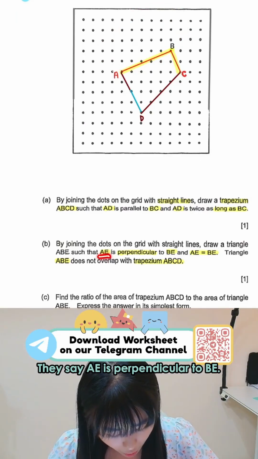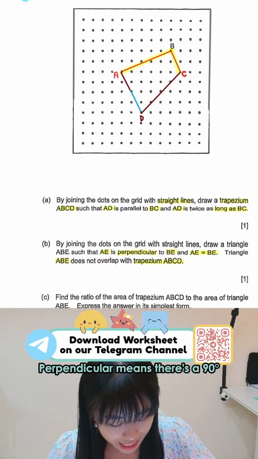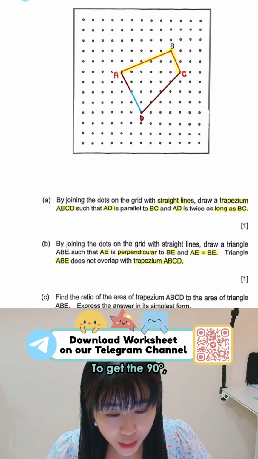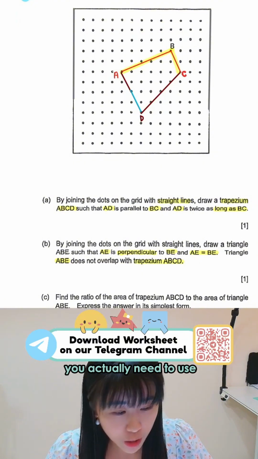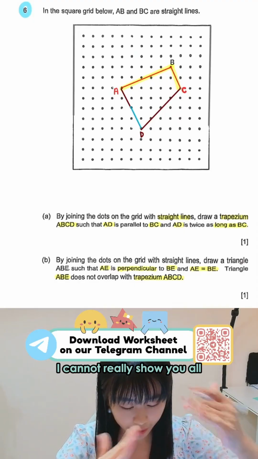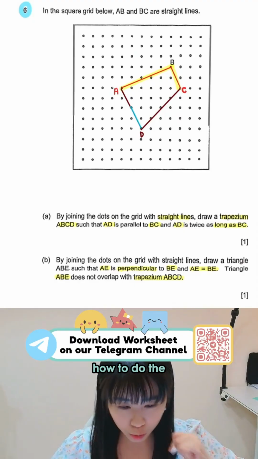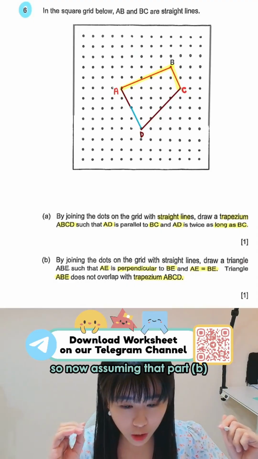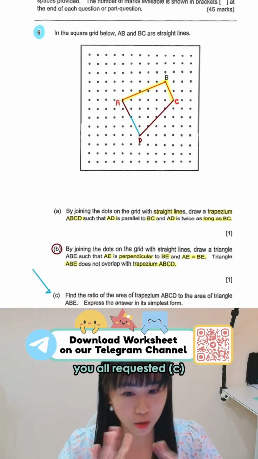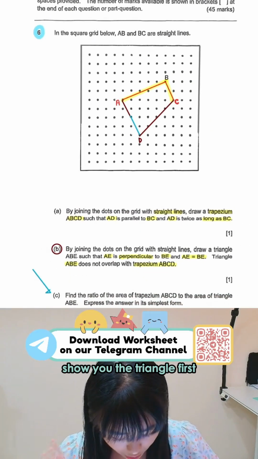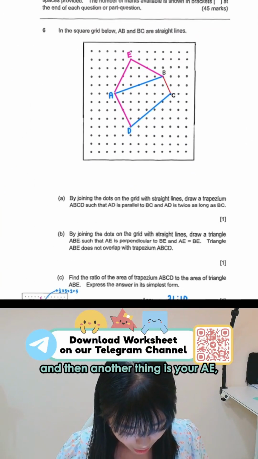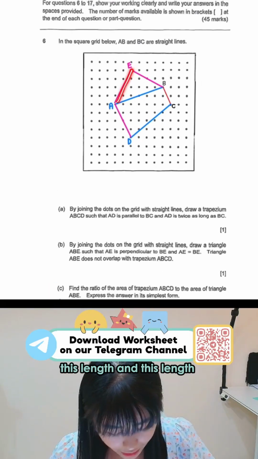They say AE is perpendicular to BE. Perpendicular means there's a 90 degree. So you need to get somewhere that is 90 degree here. To get the 90 degree, you actually need to use a set square and a ruler. Because I'm using an iPad, I cannot really show you how to do the set square and ruler. I can show you physically. So now, assuming that for part B we already got the answer, because from what I know, you all requested C, not B, I'll just quickly show you the triangle first. There's a 90 degree there. That's what they mean by perpendicular. And then another thing is your AE, this length and this length must be the same.